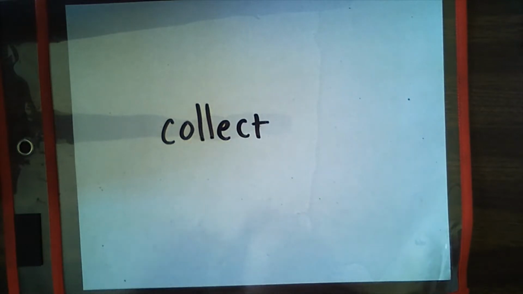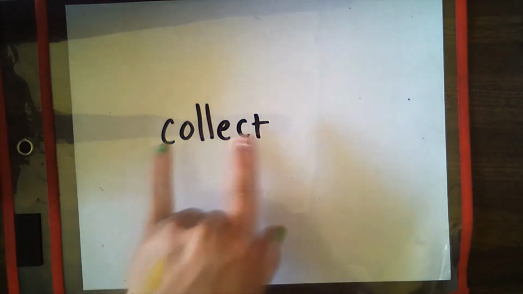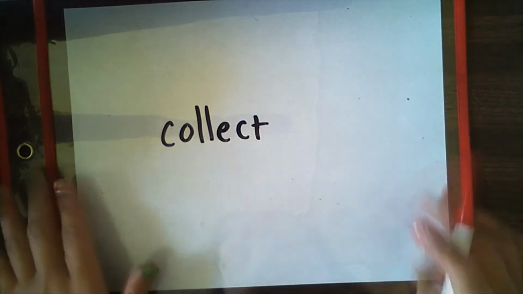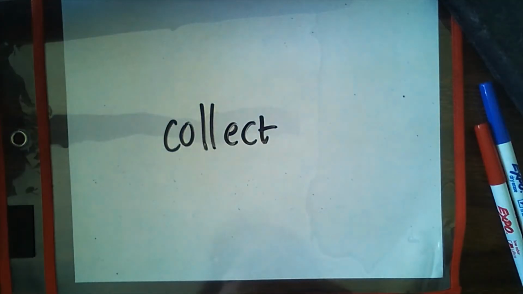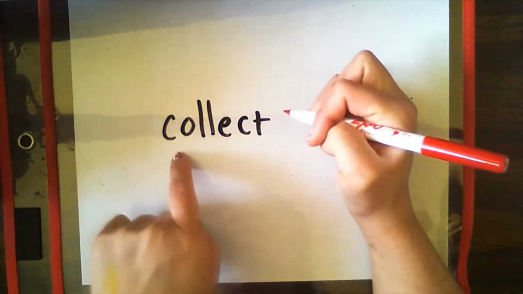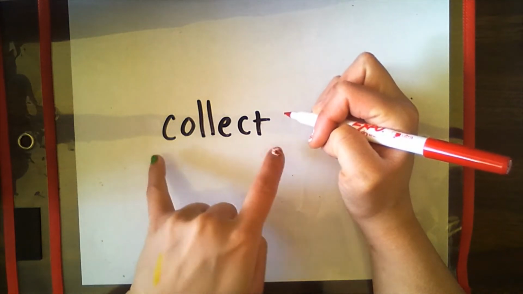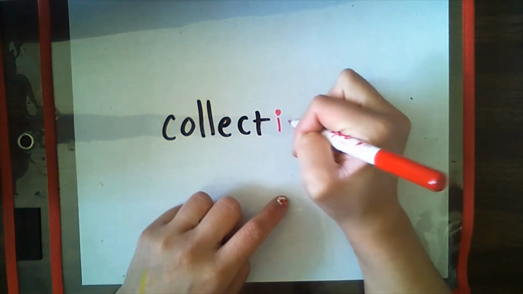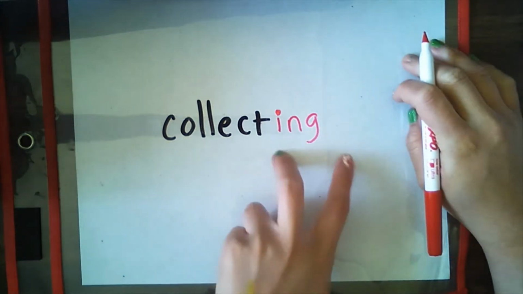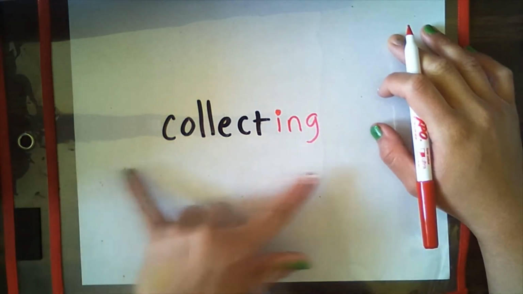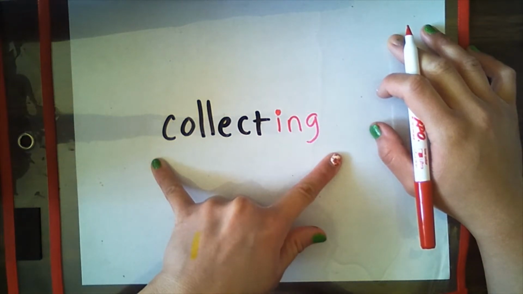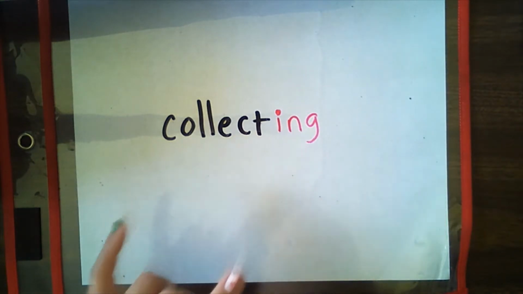Let's go ahead and begin our morphemic transformations, okay? We have a base word, which is collect. Everyone read, collect. Now I'm going to add an affix. Collect, read, collect. Read, ing. Read the whole word. Collecting. Great job. Let's go ahead and keep going, my friends.